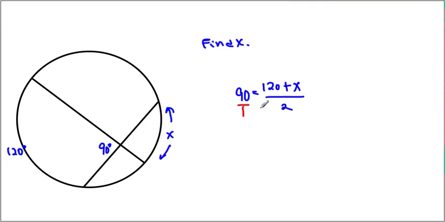If you cross multiply, we get to realize 180 is equal to 120 plus x. Then by subtracting 120 from each side, x must be equal to 60 degrees. That becomes our final answer.